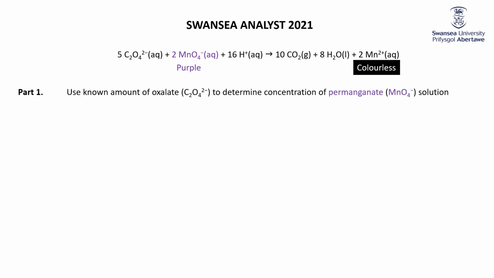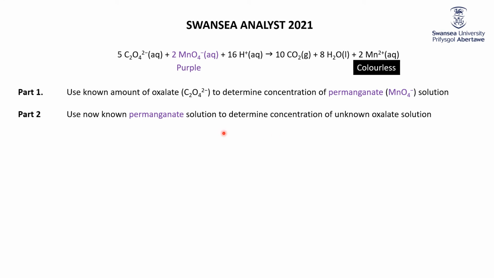The first thing in part one is we're going to take a known amount of our ammonium oxalate, and we're going to use that to determine the concentration of a solution of potassium permanganate that I made up. So we're going to do the reaction knowing this and determining how much of the permanganate we need to add to completely react with all the oxalate. And of course, the way that we'll know that all the permanganate that we've added has completely reacted is we get a colorless solution.